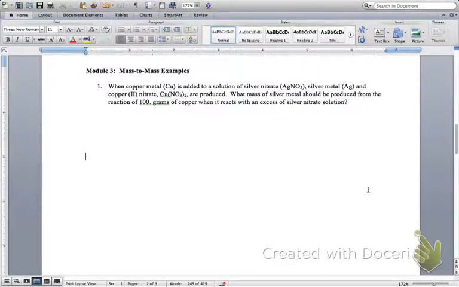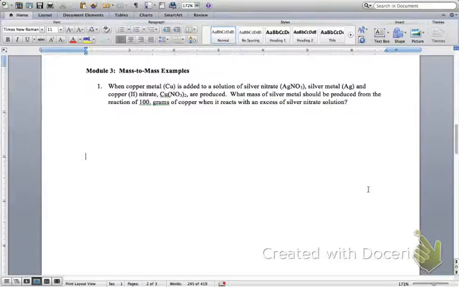But it is by far the most common type of stoichiometry problem that you're going to see, is the mass-to-mass stoichiometry, okay? So has everybody got this problem up here? Module 3, y'all have that in front of you? Okay, mass-to-mass examples. All right, so it says, when copper metal is added to a solution of silver nitrate, silver metal and copper 2 nitrate are produced.